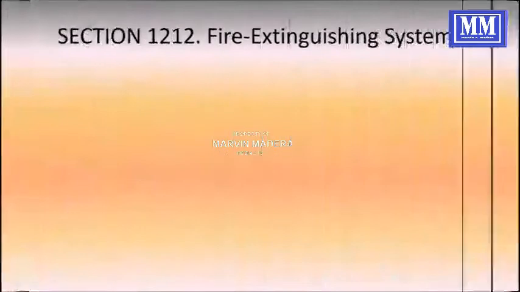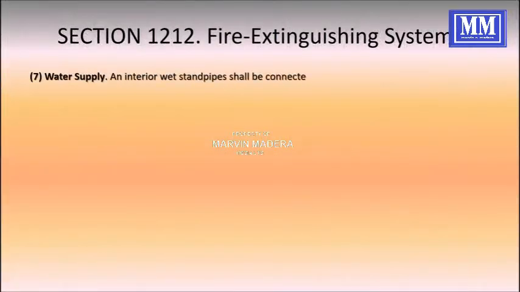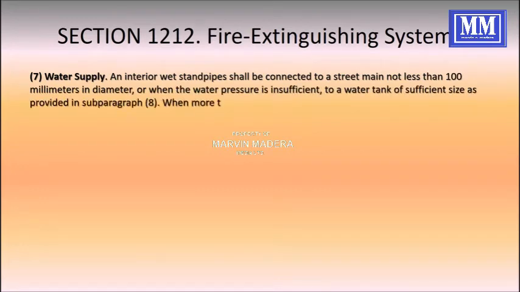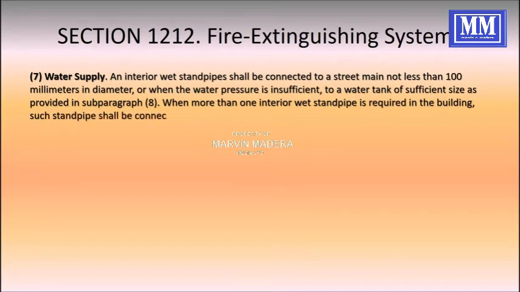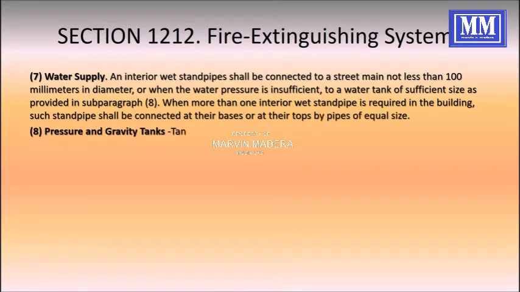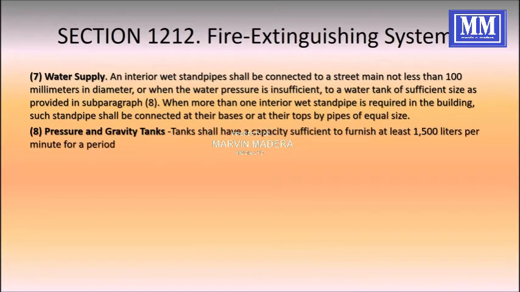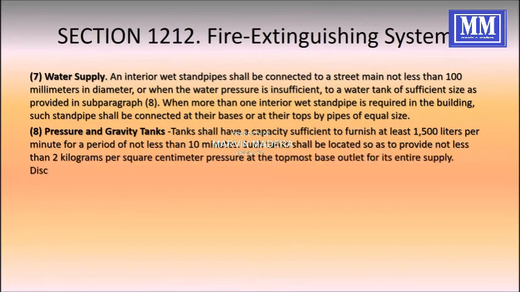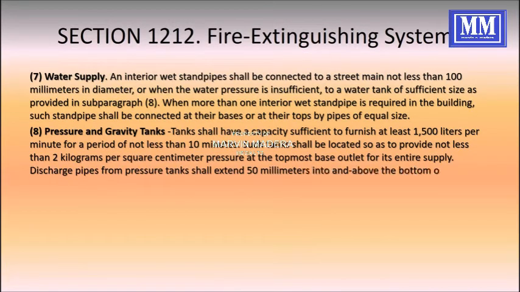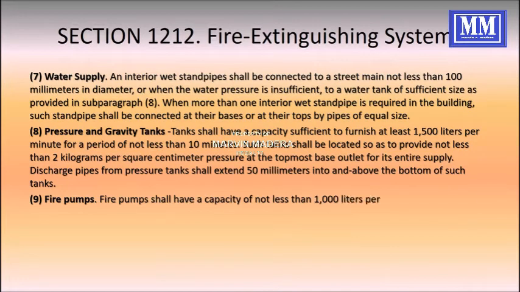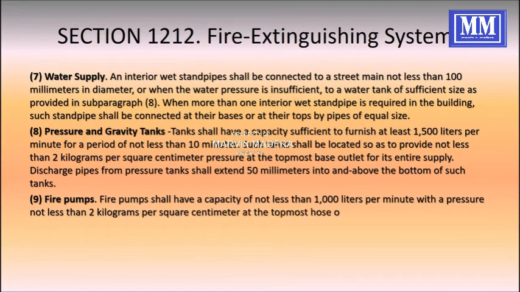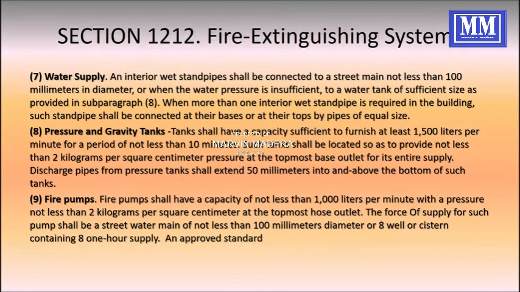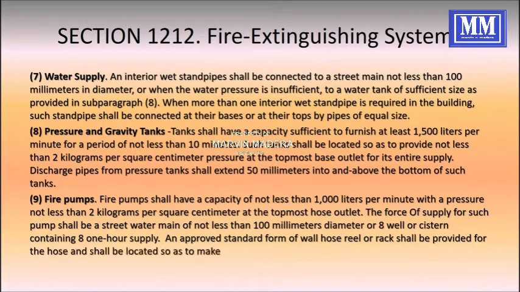Water supply. An interior wet standpipe shall be connected to a street main not less than 100 millimeters in diameter, or, when the water pressure is insufficient, to a water tank of sufficient size as provided in subparagraph 8. When more than one interior wet standpipe is required in the building, such standpipes shall be connected at their bases and at their tops by pipes of equal size.